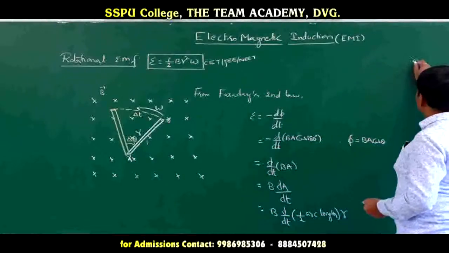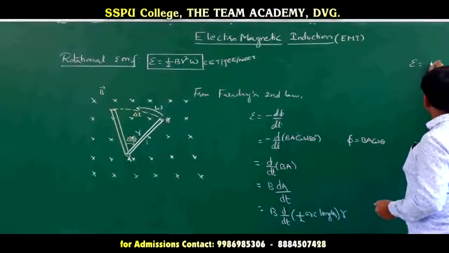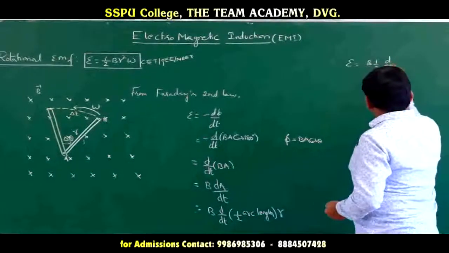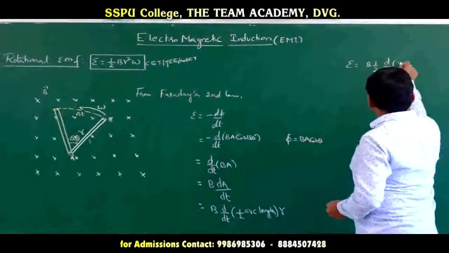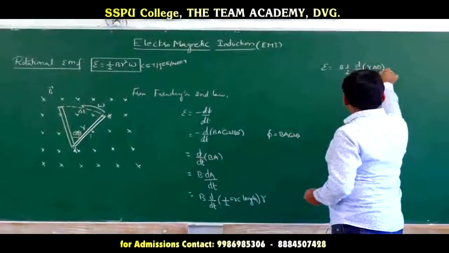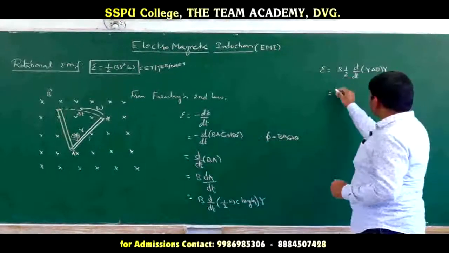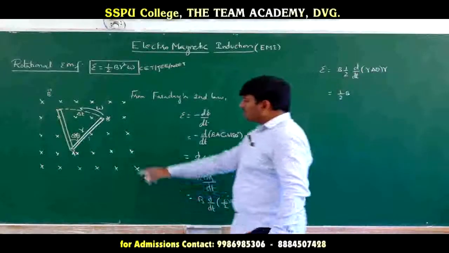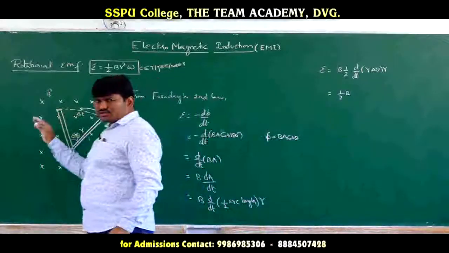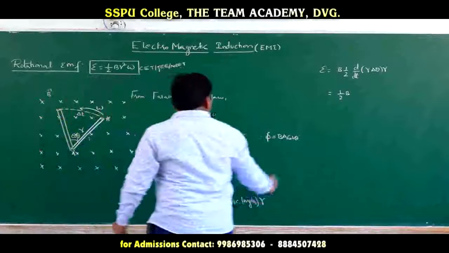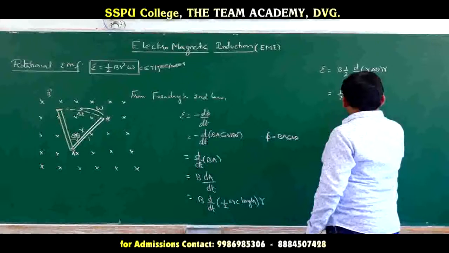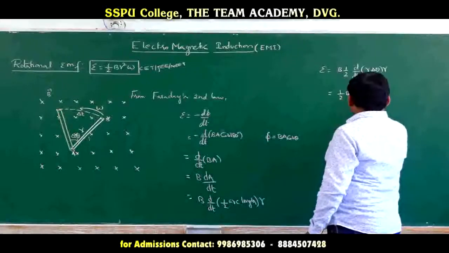Therefore I can write it as E is equal to B into half comes out d by dt of arc length is nothing but r into delta theta into r. So here half into B into this r is a fixed quantity. The length of the rod does not change when it is rotating. Therefore r is constant, r square, you can write it outside, d by dt of theta.